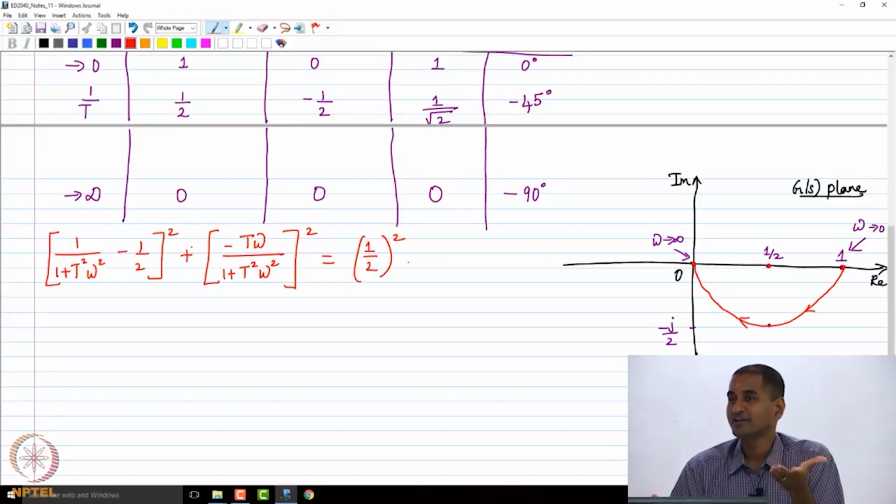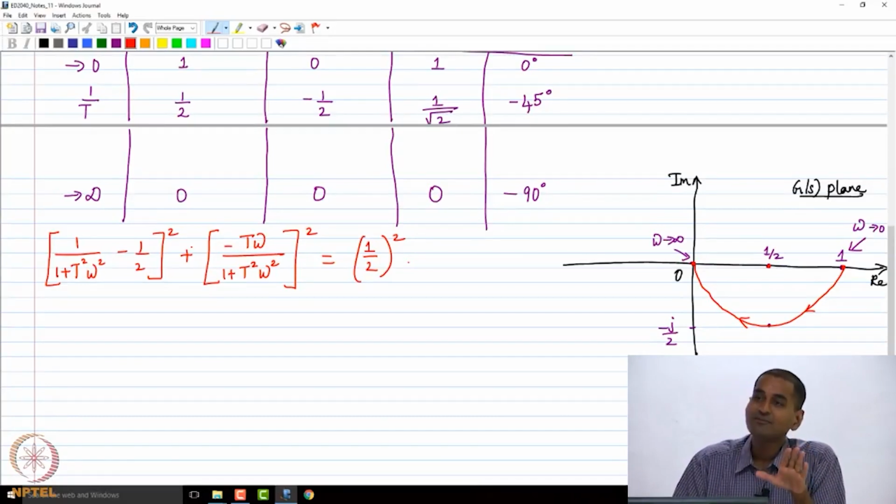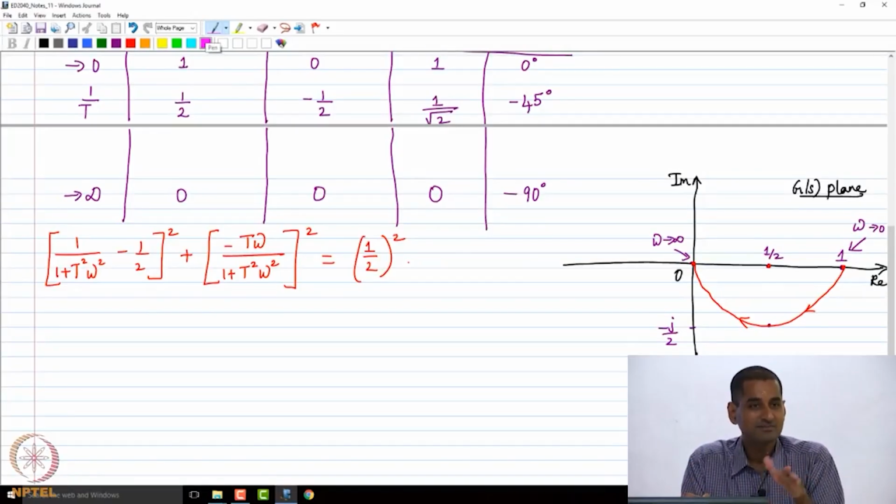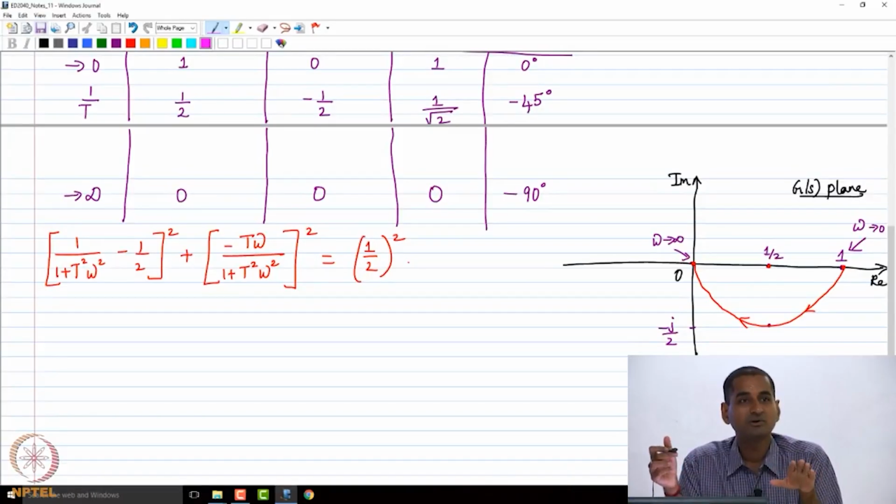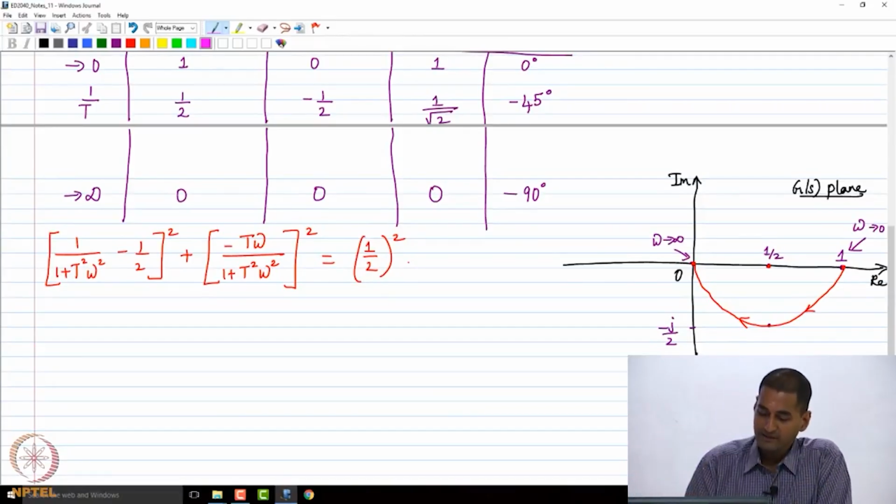That is why plotting a Nyquist plot is both art and science. As you keep doing more examples, you get an intuitive feel of what a factor would look like. Sometimes it is going to be very non-intuitive, and I will tell you why; that will become clear as soon as we plot the next factor, which we will discuss shortly. It so happens that the Nyquist plot of 1 by ts plus 1 is a semicircle of radius 1 by 2.